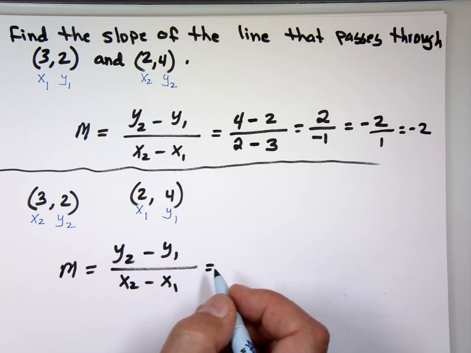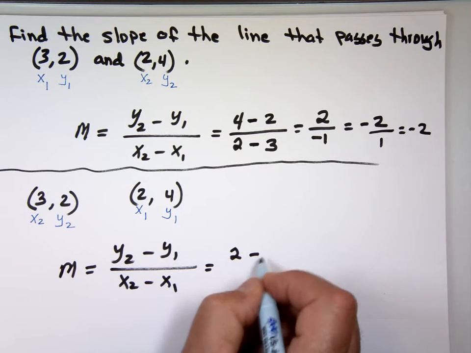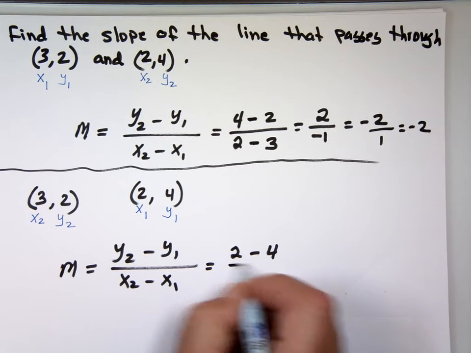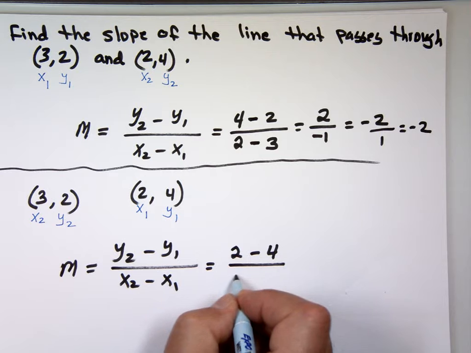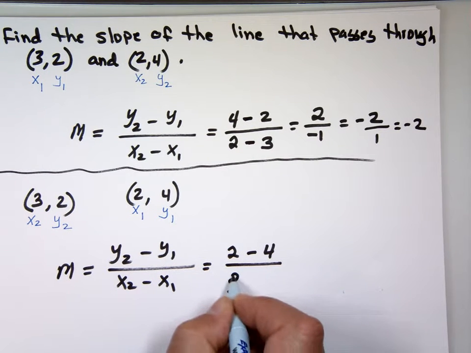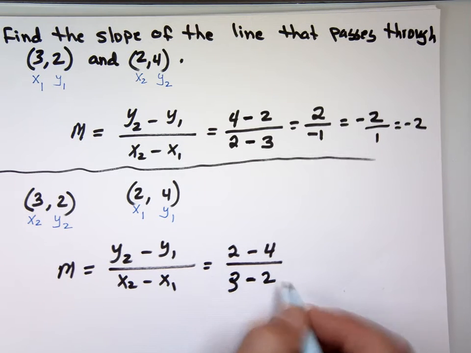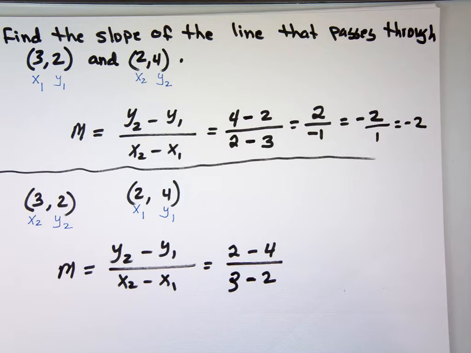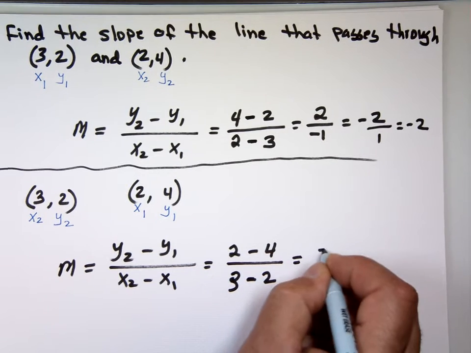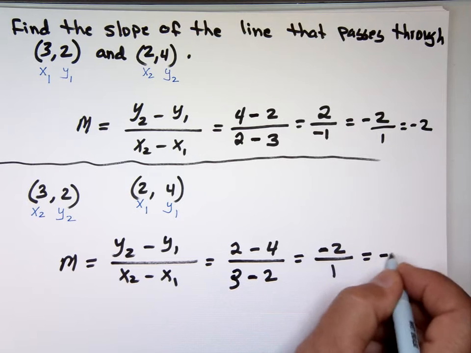What is y sub 2? 2. Minus, what's y sub 1? 4. What's x sub 2? 3. Minus, what's x sub 1? 2. 2 minus 4, which is what? Negative 2 over 1, and that's still a negative 2.